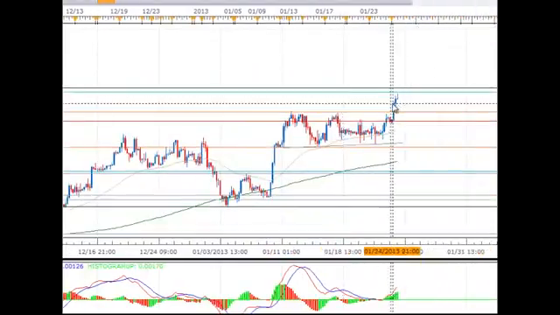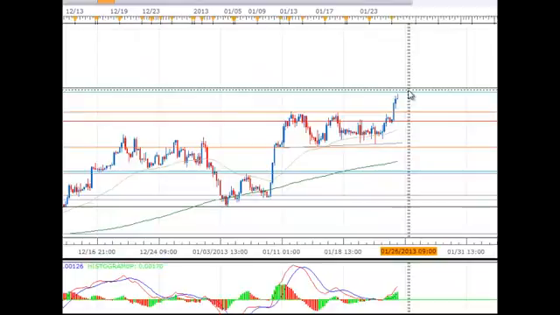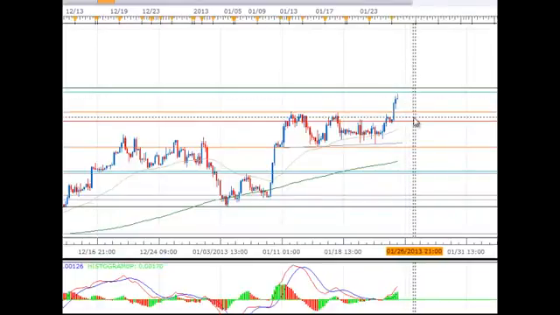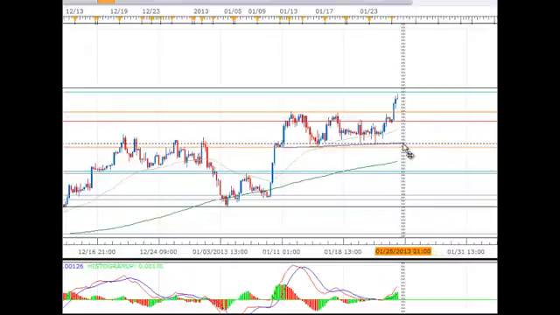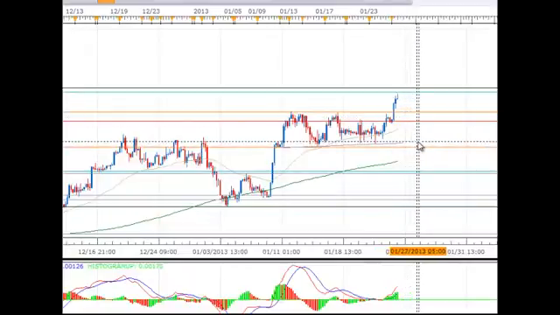But what I would expect is that we could find sellers here at this 50 fib, and then find a pushback towards the 133.60, and then if that breaks, we could see a push all the way back to this ascending trend line, which would be around the 132.75 level starting out next week.